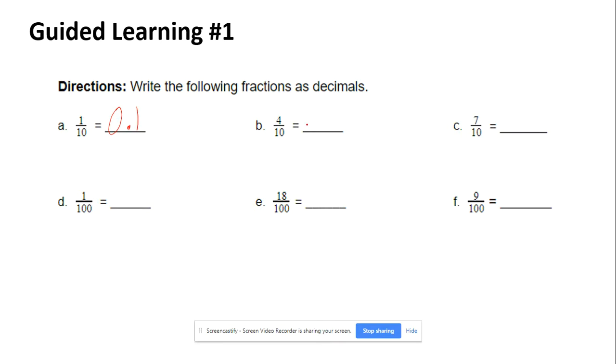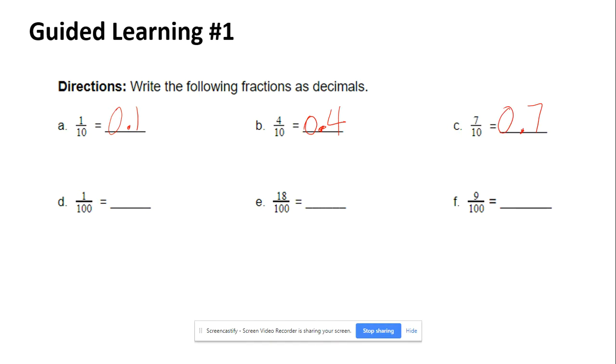Let's try with 4/10. We have 4 in the tenths place, so we have a decimal, a 4 in the tenths place, and a 0 in the ones place. Same thing with the 7. The 7/10 means the 7 is in the tenths place. So we have our decimal, 7 is in the tenths place, and a 0 is in the ones place.